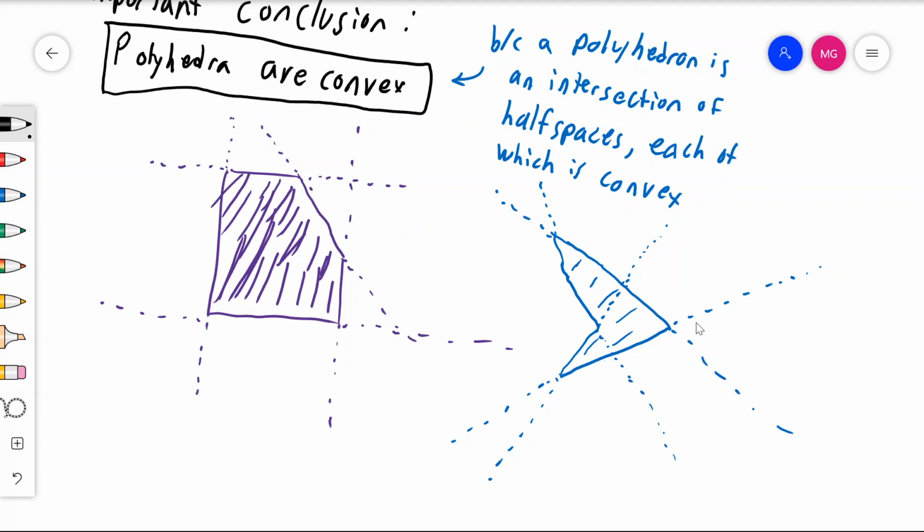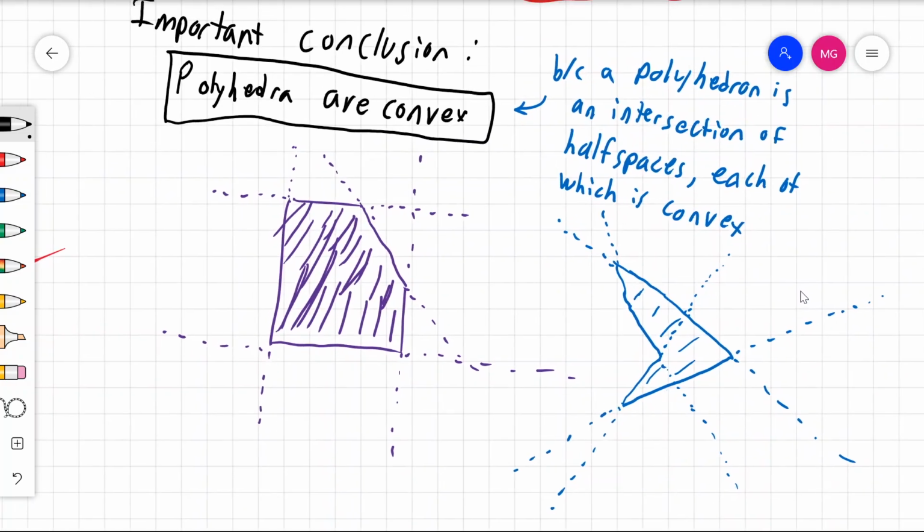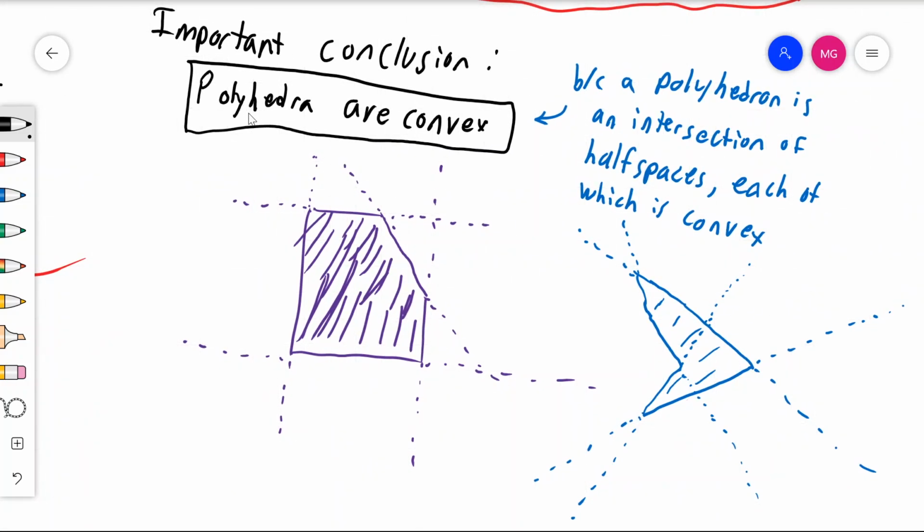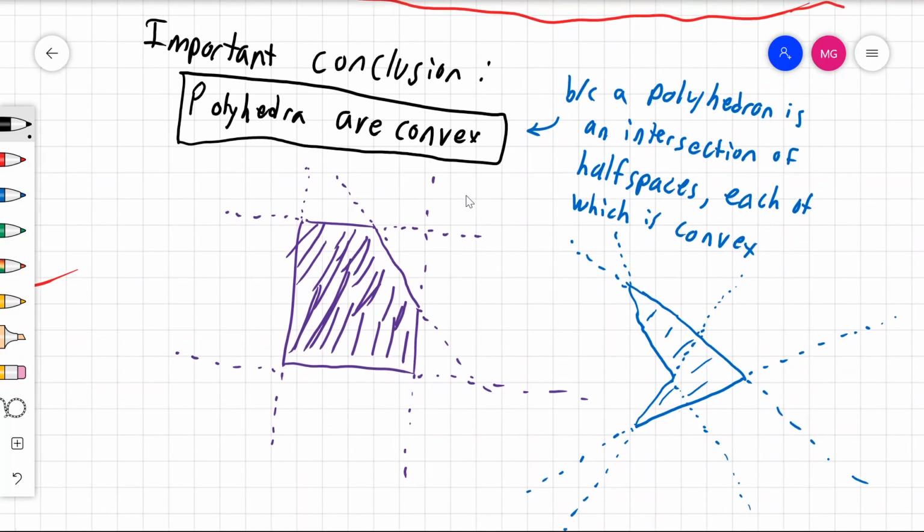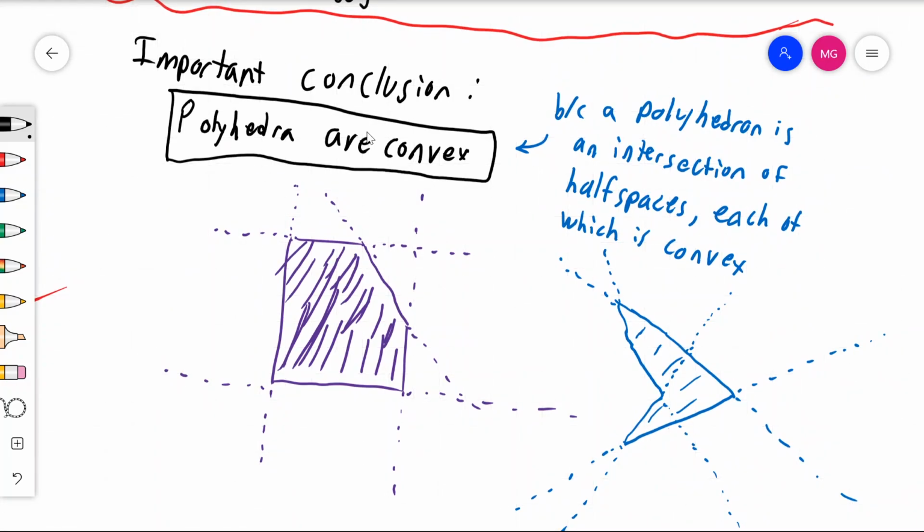So something like this could never be the feasible region of a linear program, because it's not convex, and polyhedra are convex. So there you go, that's the important fact we wanted to show. We'll use that in future videos, but that's the main takeaway for this video. Polyhedra are convex. That's it.